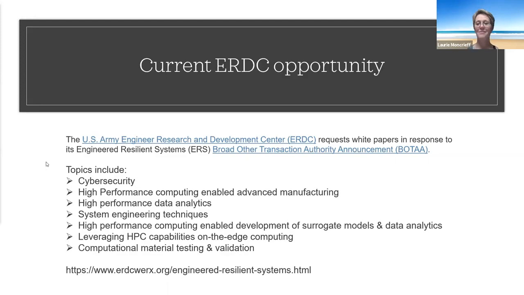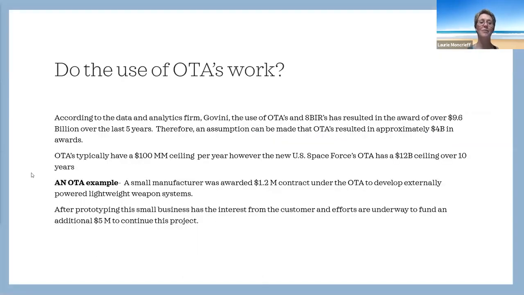Yep, absolutely. So, do PIAs or OTAs work? Absolutely. I had to deduce what the number is, but I could only find publication on $9.6 billion awarded over 5 years, and that was a combination of SBIRs and OTAs. I know that SBIRs are approximately $1 billion a year for DoD, so I can only deduce that the government has probably awarded $4 billion under OTAs over the last 5 years. They typically have a ceiling of $100 million. However, the U.S. Space Force's new OTA has a $12 billion ceiling over 10 years, so they're starting to increase those.